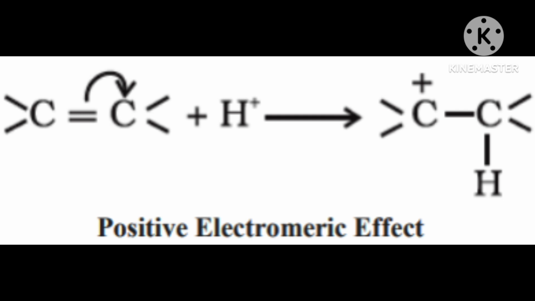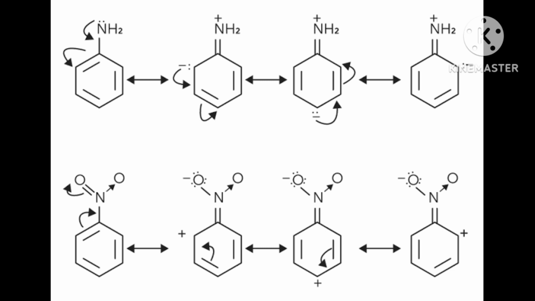negative electromeric effect, the minus E effect. In this effect, the pi electrons of the multiple bond are transmitted to that atom to which the attacking reagent does not get attached. Because now that attacking reagent is coming with an electron. It wants to give an electron. Then where the electron moves, there it will be negative.